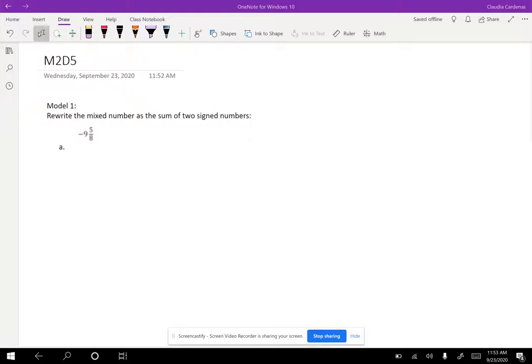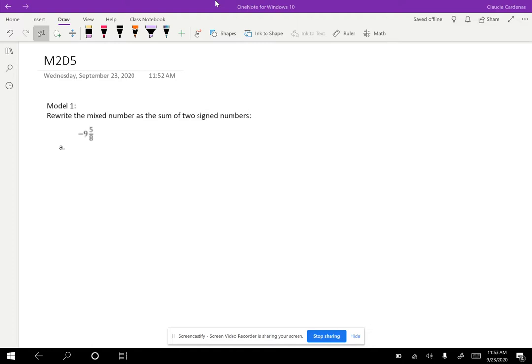Okay, so we've been learning how to add and subtract rational numbers with different signs for the past few lessons, but today we are going to focus on a couple of tools that we can use to help our addition and our subtraction, specifically when dealing with mixed numbers that are both positive and negative.